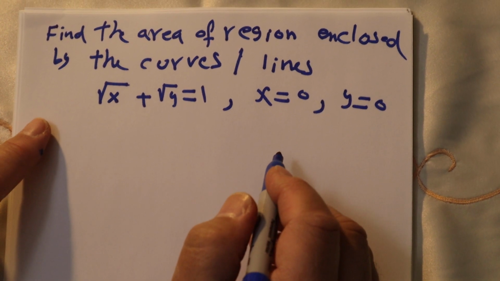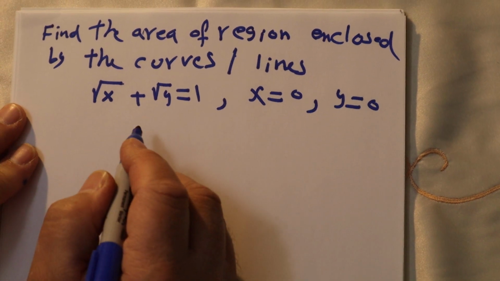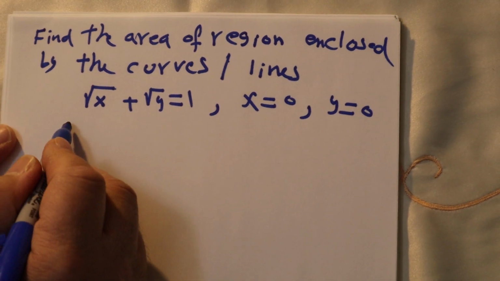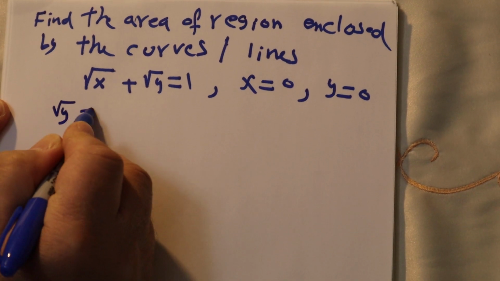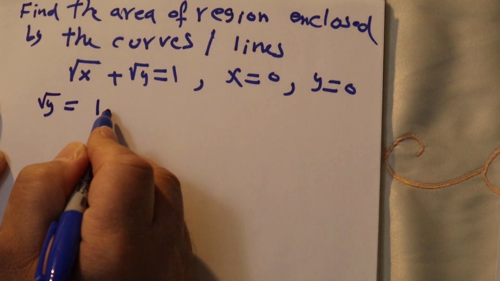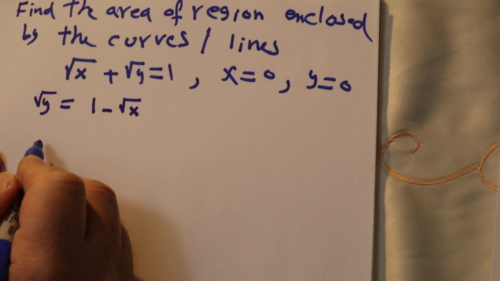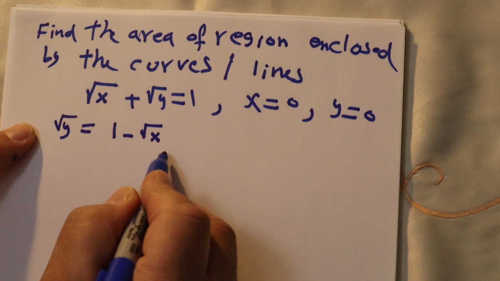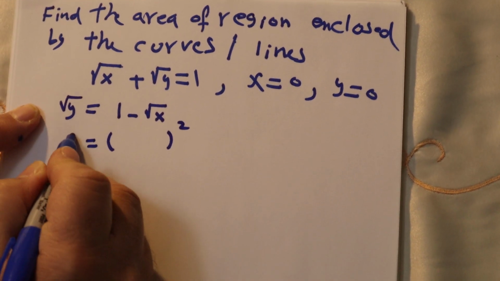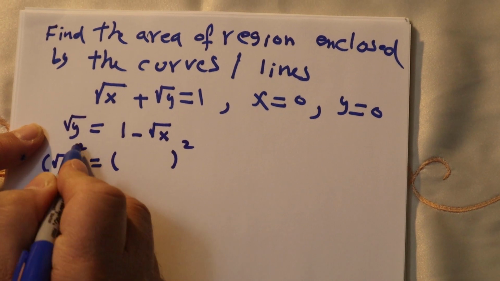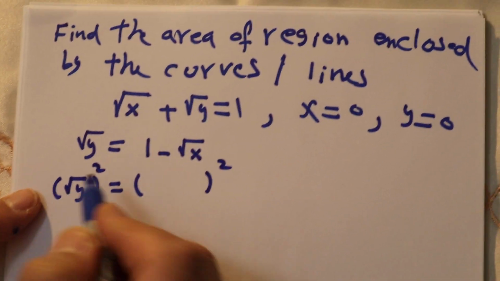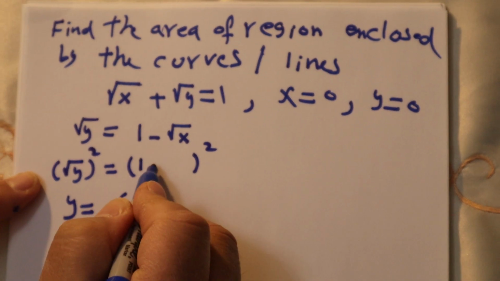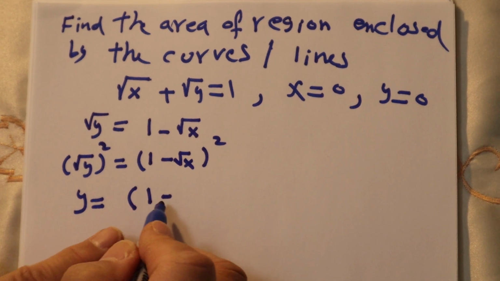So to find the area under this curve, first we need to solve it for y or for x. I think for y would be better. Good idea. So square root of y equals 1 minus square root of x. If you want to eliminate the radicals, you raise both sides to the second power. The second power cancels the radical, so y equals 1 minus the square root of x, all squared.